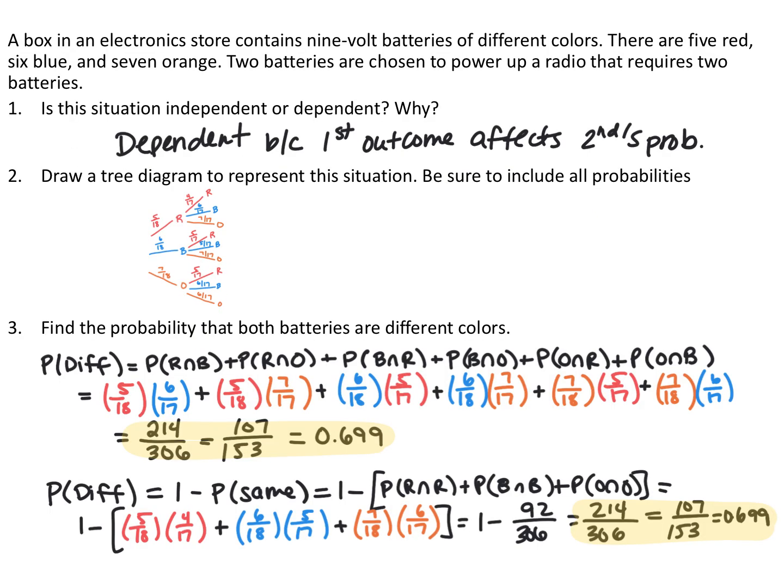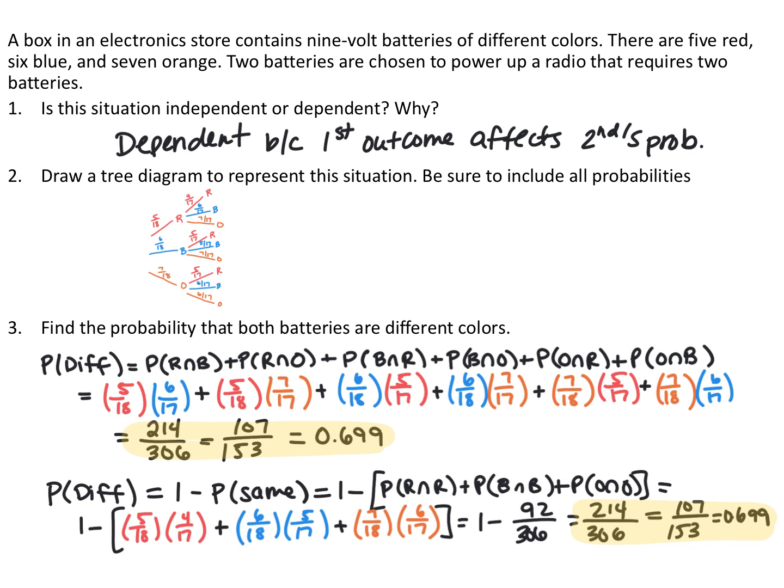So I did this in kind of 2 different ways. The first way is I thought about it literally being different batteries, so each subsequent choice would have to be different. So I thought about all the combinations that could be and added them up. So it could be red and blue, red and orange, blue and red, blue and orange, orange and red, orange and blue. And each of these is a conditional probability. We already adjusted for that in our tree diagram, so I can just multiply them together. So I multiplied each of those together, added them all up, and got 306 possible ways you can pick 2 batteries, and 214 of those are different.